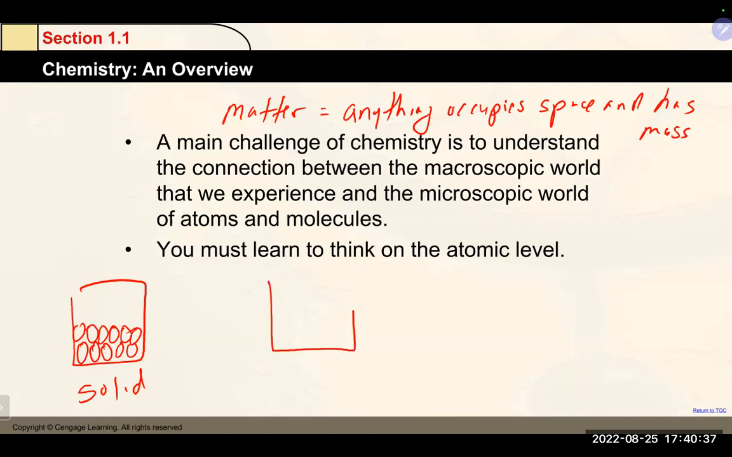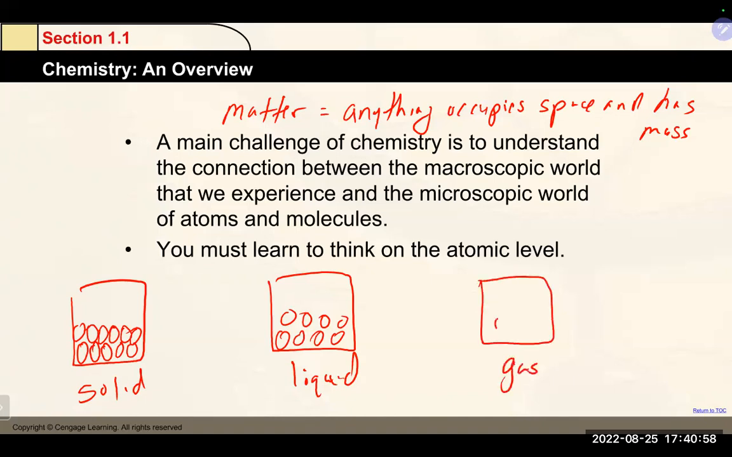We have liquid, where everything is still relatively close to one another, but there's a little bit more room for movement. That's why liquids are fluids. They're able to pass each other. And then we have gas, where everything has broken apart. We have molecules flying around, and as they fly around, there are collisions with the container. That's what we associate pressure with when we talk about gases.